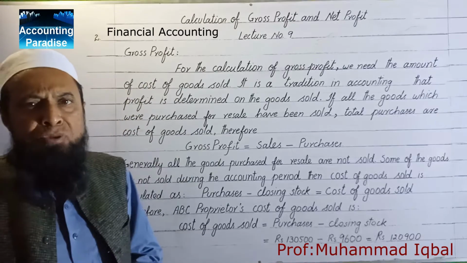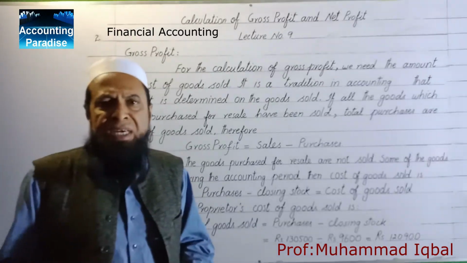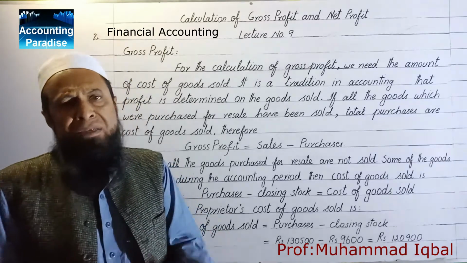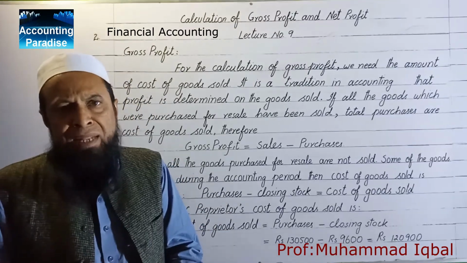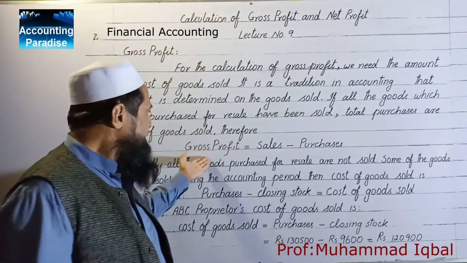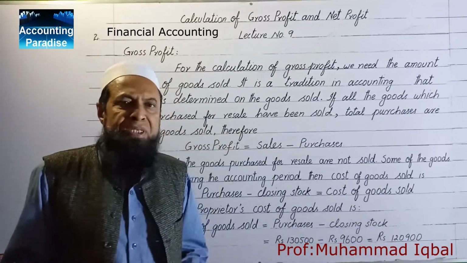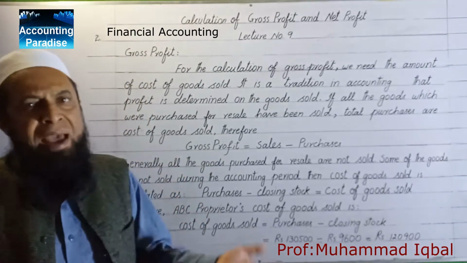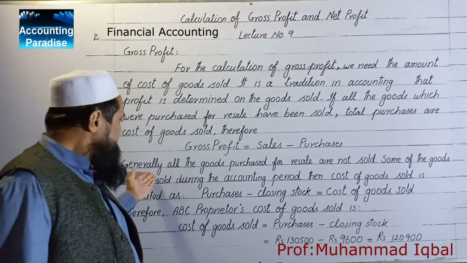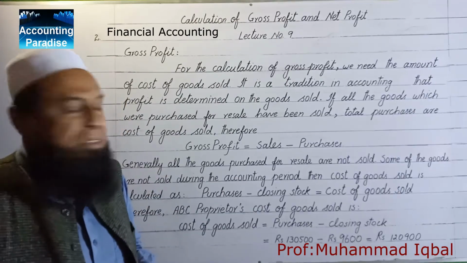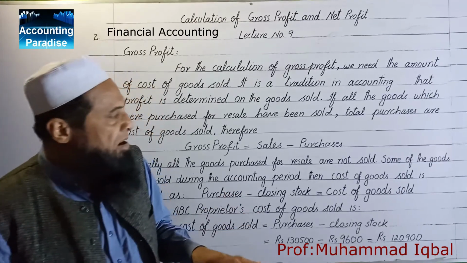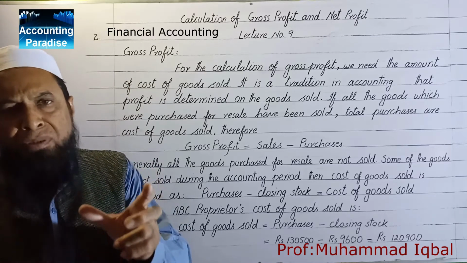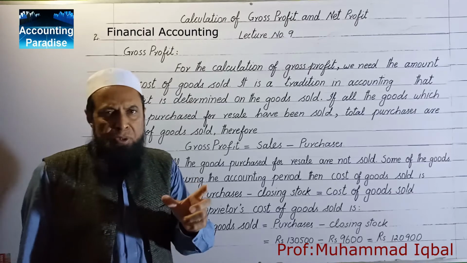If all the goods which were purchased for resale are sold during the period, then the purchases are cost of goods sold. Then the gross profit will be sales minus purchases, because all the goods which were purchased have been sold. Generally, all the goods purchased for the resale are not sold during the accounting period. Some of the goods remain unsold.